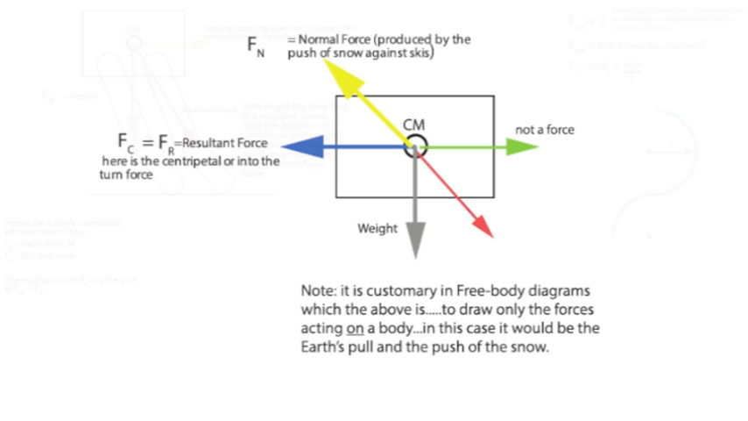You can see the 5 arrows, and the two that I want you to focus on are the yellow arrow, which represents the force of the snow pushing up on the skier, and the gray arrow, which represents the earth pulling down on the skier's center of mass. Through graphical or mathematical means, you can add these two forces and you will get the blue arrow, or the centripetal force acting towards the inside of the turn. I have labeled the turning force, the green arrow, as not a force.